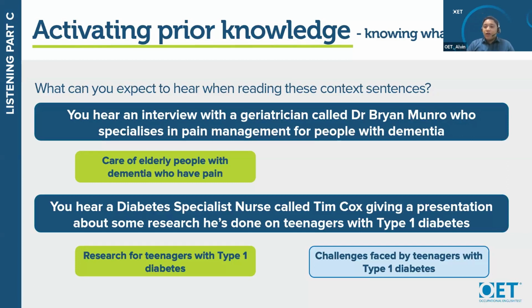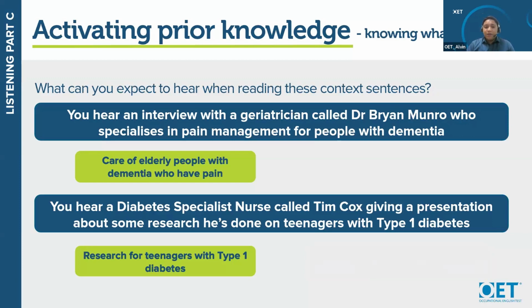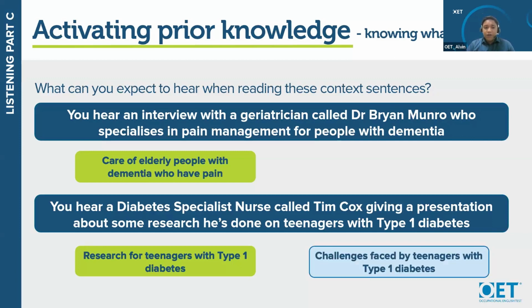Time's up. So the correct answer here is that it's better to expect something about the green box, research for teenagers with type 1 diabetes, because this other option, let me go back to the blue box, challenges faced by teenagers, is quite specific. It narrows down the focus to only challenges. But if you remember, it says here about some research he's done on teenagers. So the presentation could include various aspects of research findings such as treatment efficacy or effectivity, lifestyle interventions, new technologies, not only the challenges faced by teenagers with type 1 diabetes, right? So that's it.